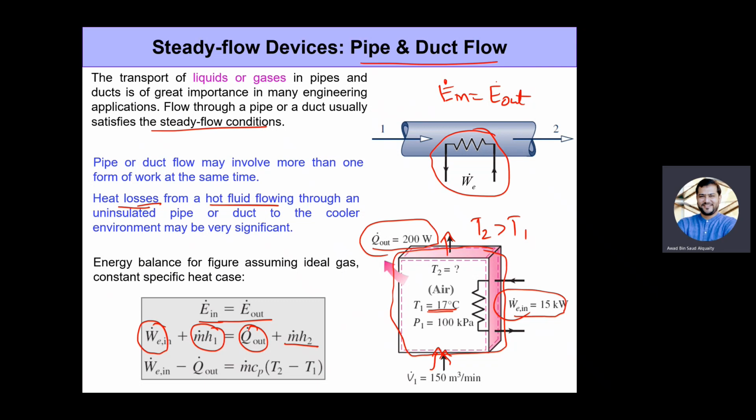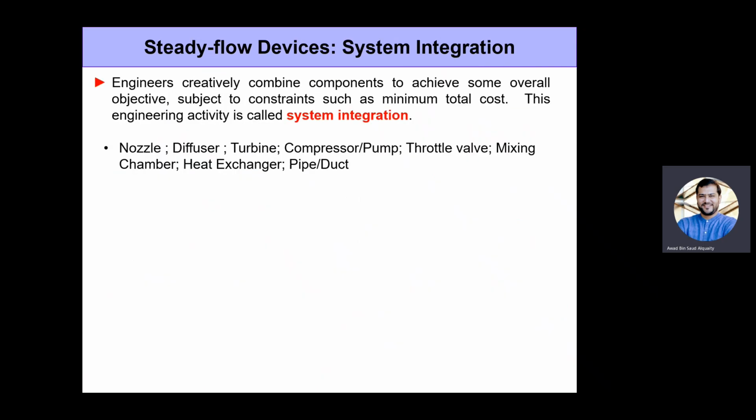Okay, so this is all about steady state, steady flow devices. Now let's just talk for a minute about how you integrate these devices, right? So when we talk about different devices such as nozzle, diffuser, turbine, compressor, throttle valve, mixing chambers, heat exchangers, pipe or duct, these are all very different devices which are designed to give us a specific thing, right? They're designed to achieve a certain objective.